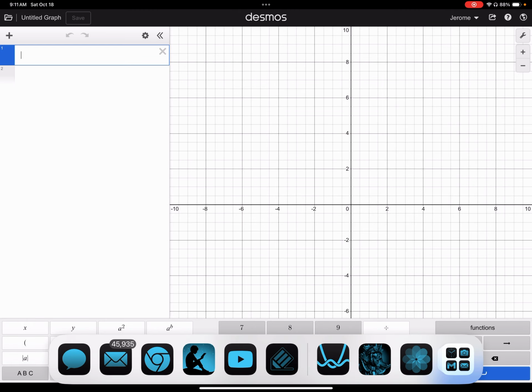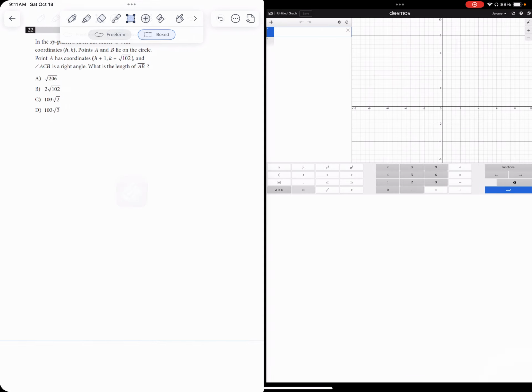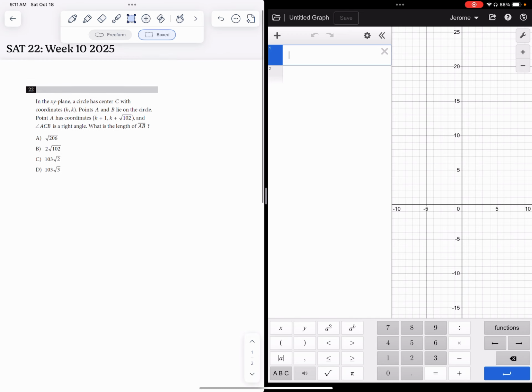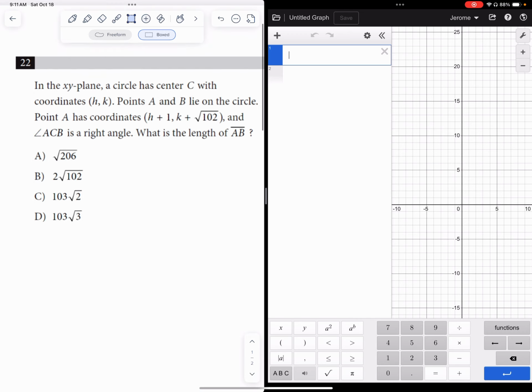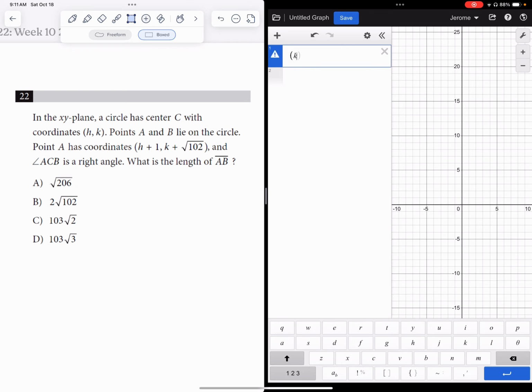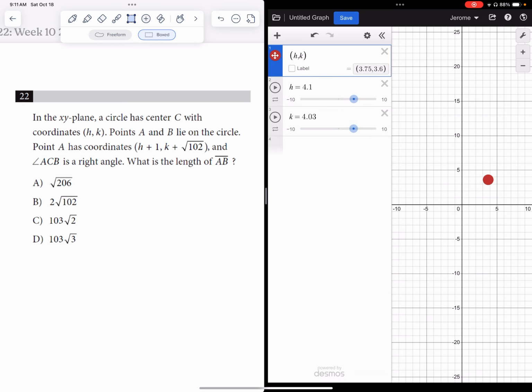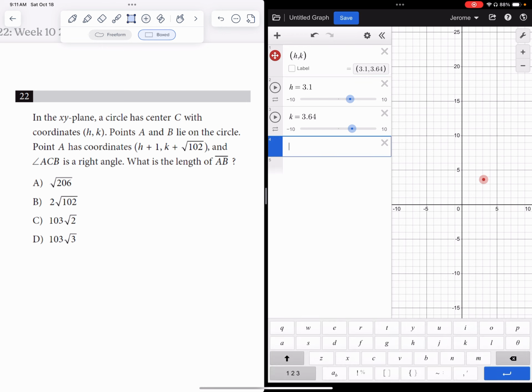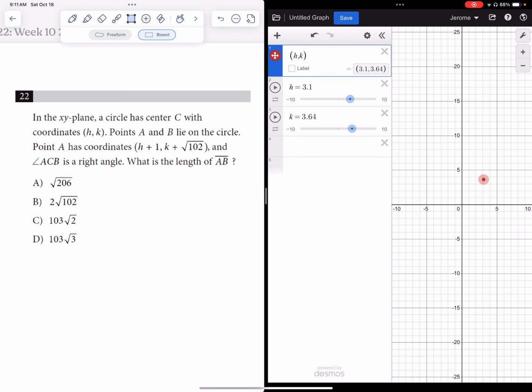It'll handle this as sliders. All right, so let's zoom in here. I'm going to put in, first of all, the ordered pair h, comma, k. And add sliders to those, and then it's just going to allow me to put a point anywhere in the coordinate plane here. Lovely.